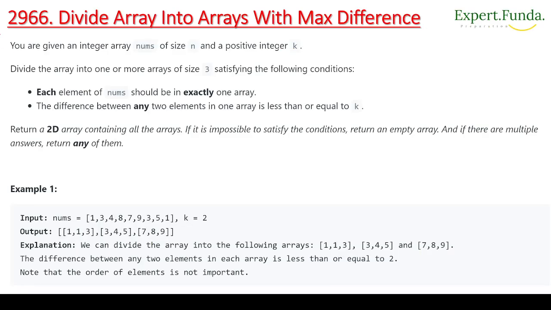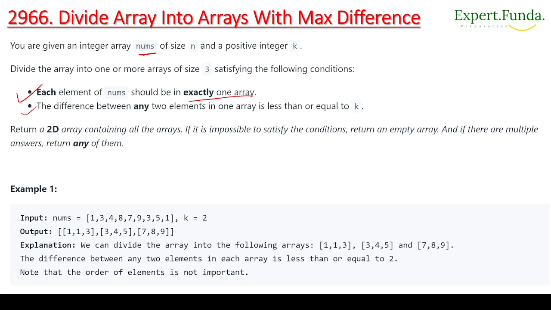So the question we have is 2966. We have to divide the array into arrays with max difference. You are given an integer array nums of size n and a positive integer k. We have to divide the array into one or more arrays of size 3 that will satisfy some conditions. The conditions are: each element of nums should be in exactly one array, and the difference between any two elements in one array is less than or equal to k.